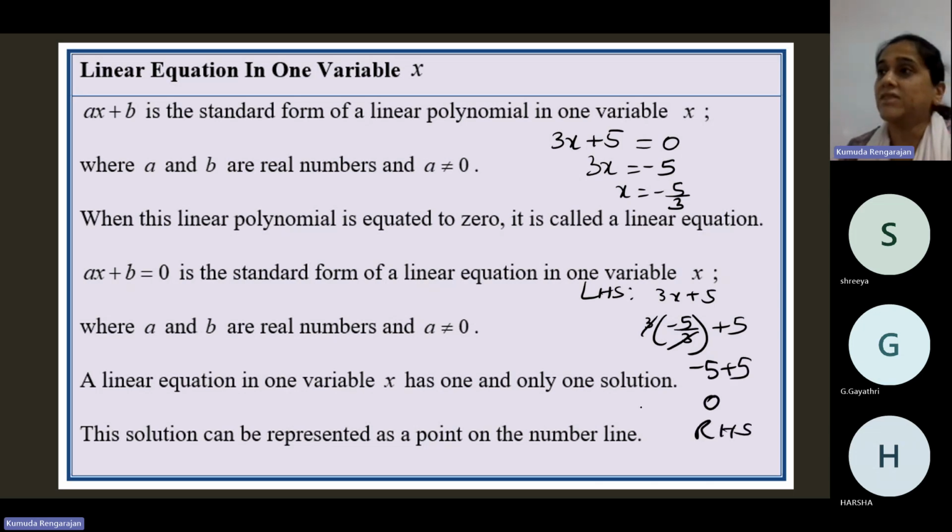That is, this value minus 5 by 3 satisfies the equation. Upon solving 3x plus 5 is equal to 0, we get x is equal to minus 5 by 3. Now, this minus 5 by 3 is called the solution or the root of the linear equation.